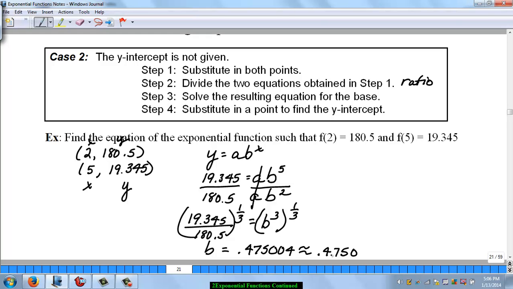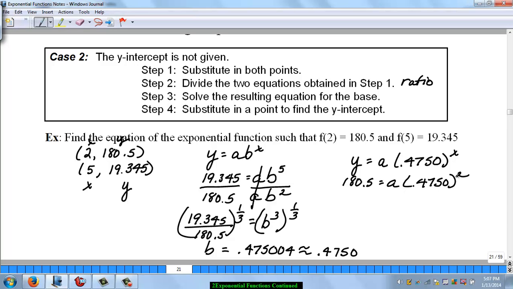Okay? So now I have so far the formula y equals a times 0.4750 to the x. Now, I have to find the a. So it doesn't matter which point you use now, just pick one. So I'm going to pick the top one, all right? And I'm going to put that in. So this is an x and y. So in the y spot, I put the 180.5 equals a times 0.4750 raised to the 2. And when I do this, look at here.